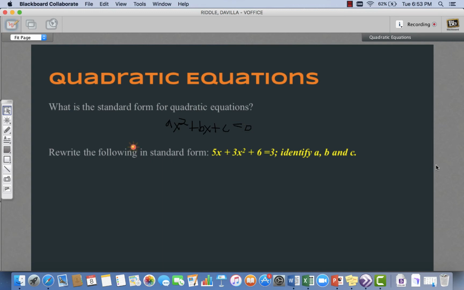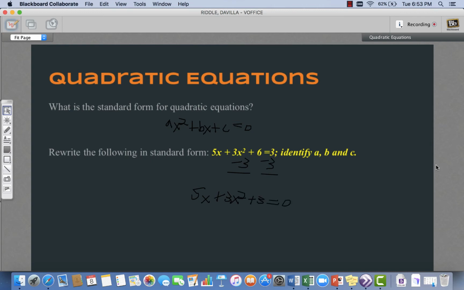So if we want to rewrite the following form in standard form here, what we want to do is move this 3 to the left side here. And in order to do that, we would have to subtract 3 from both sides. So we see 5x plus 3x squared plus 6 minus 3, which will give 3 in the end.